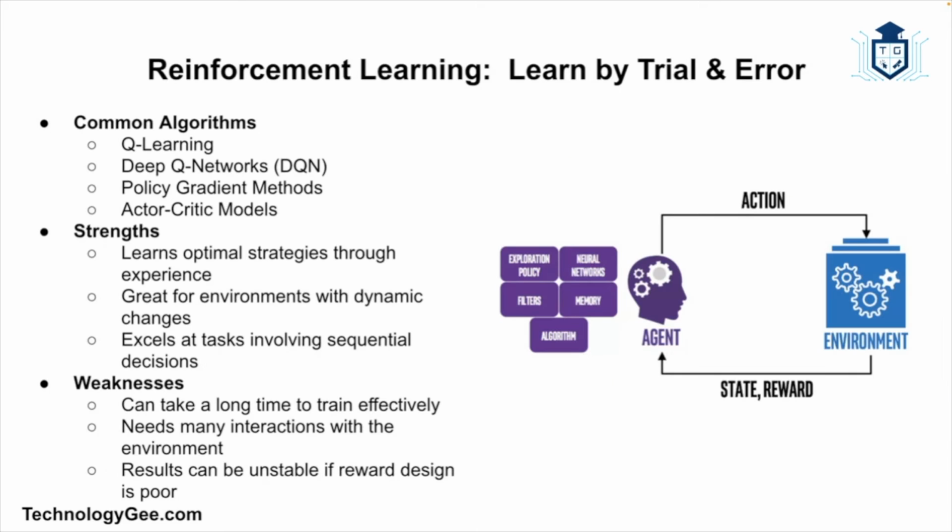And here are some common algorithms that are used with reinforcement learning. You have Q learning, deep Q networks, policy gradient methods, and actor critic models. The strengths of reinforcement learning are as follows. It is great for learning sequences of decisions. It excels in dynamic environments, and it learns optimal strategies through experience. Its weaknesses are it can take a long time to train. It requires a lot of interactions with the environment, and it can be unstable or sensitive to reward design.